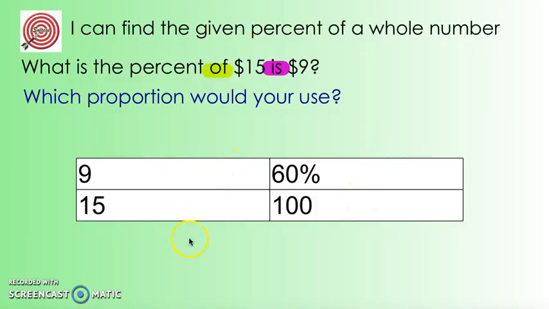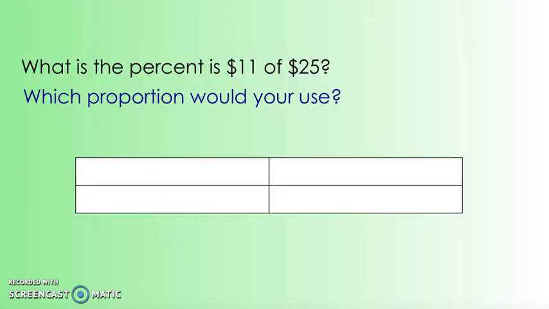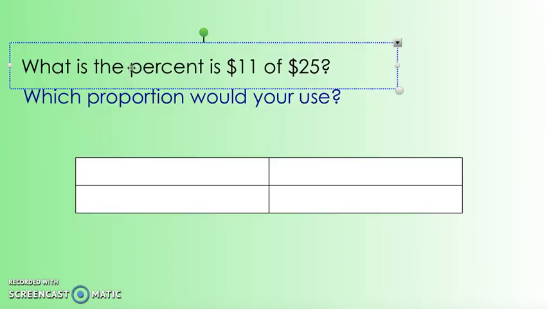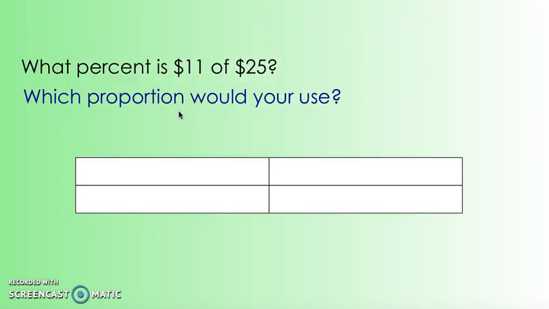Okay? And so they should be the same when you get your final answer. How about this one? What is the percent? Wait. What percent is, it's not supposed to say what is the percent. What percent is 11 of 25?